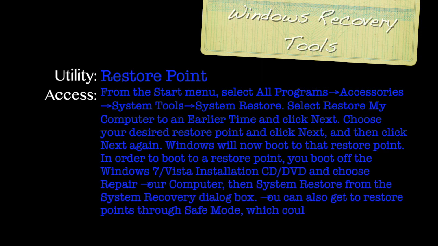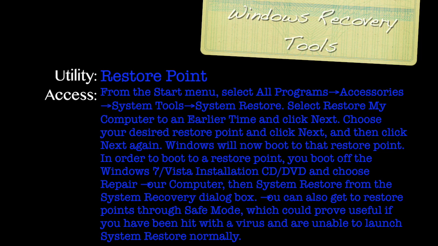Repair Mode provides access to the GUI and command line recovery tools, and to access it, you boot off the Vista installation CD. A restore point is a snapshot of a system's configuration, and it's used to revert the system state before a driver or software was installed. To access restore points from the Start menu, select All Programs, Accessories, System Tools, and then System Restore. Select Restore My Computer to an earlier time and click Next. Choose your desired restore point and click Next, and then click Next again. Windows will now boot to that restore point.